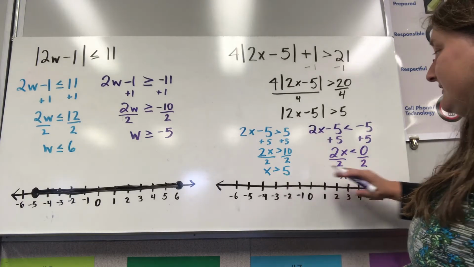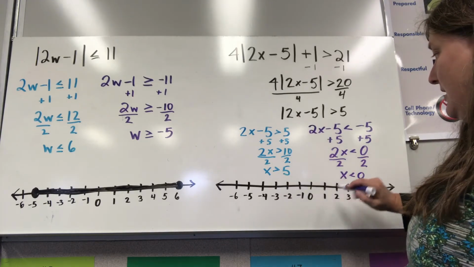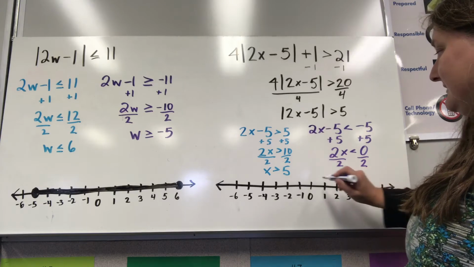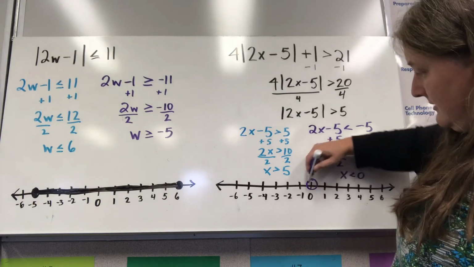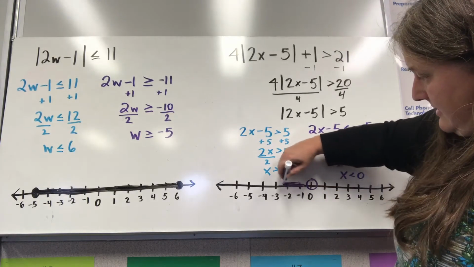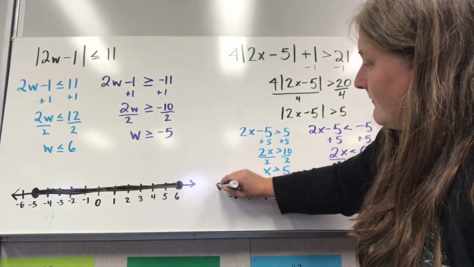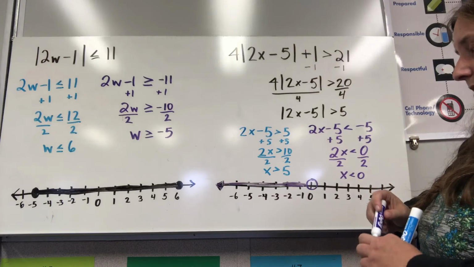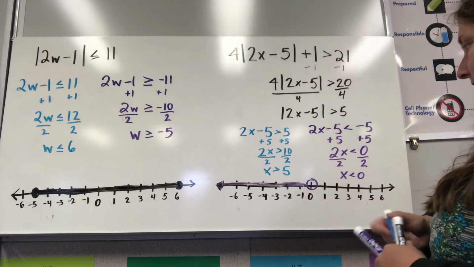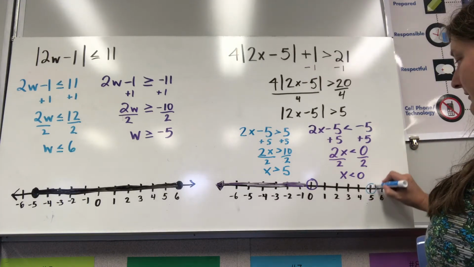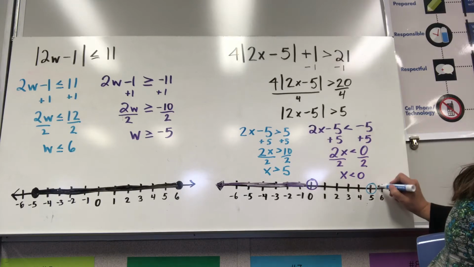So in both cases, it's not equal to 5 or 0, but x can be less than 0. So I would shade going this way. Or x can be greater than 5. So once again, an open circle, and I would shade going this direction.